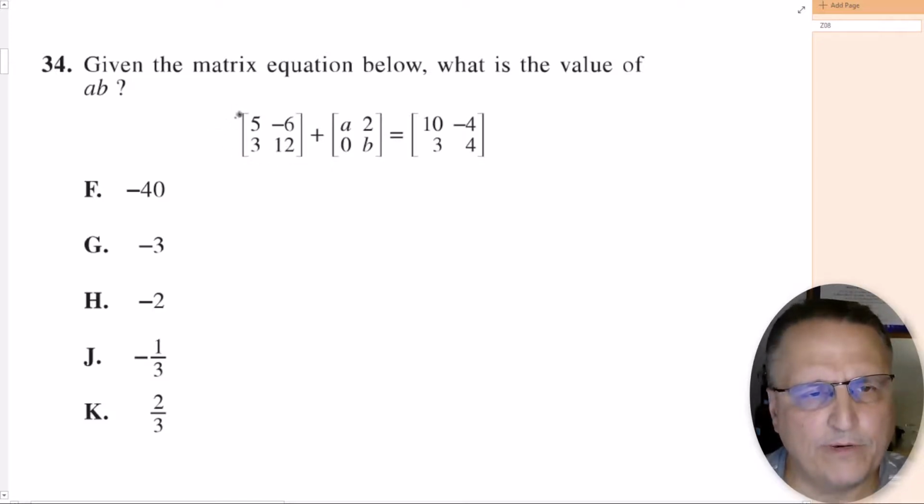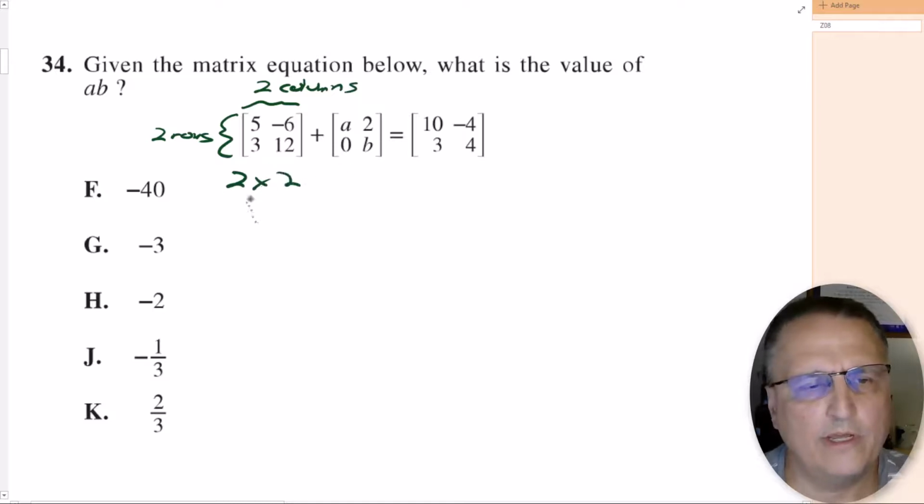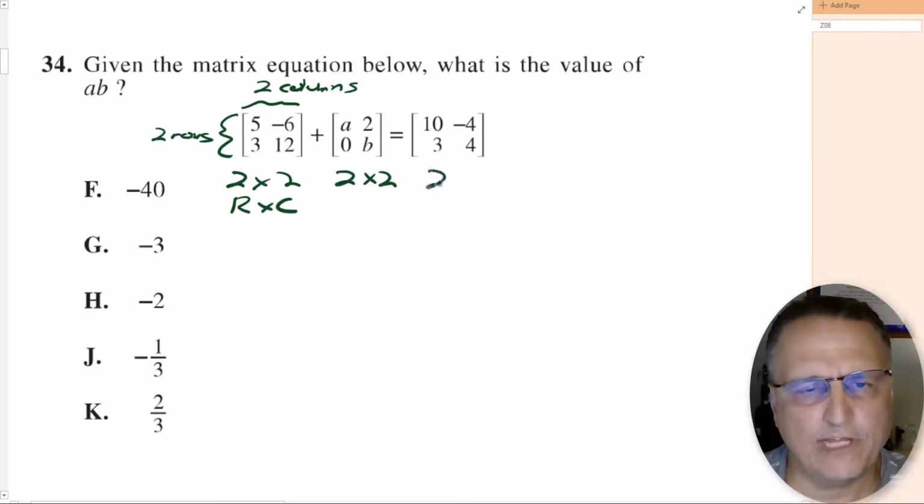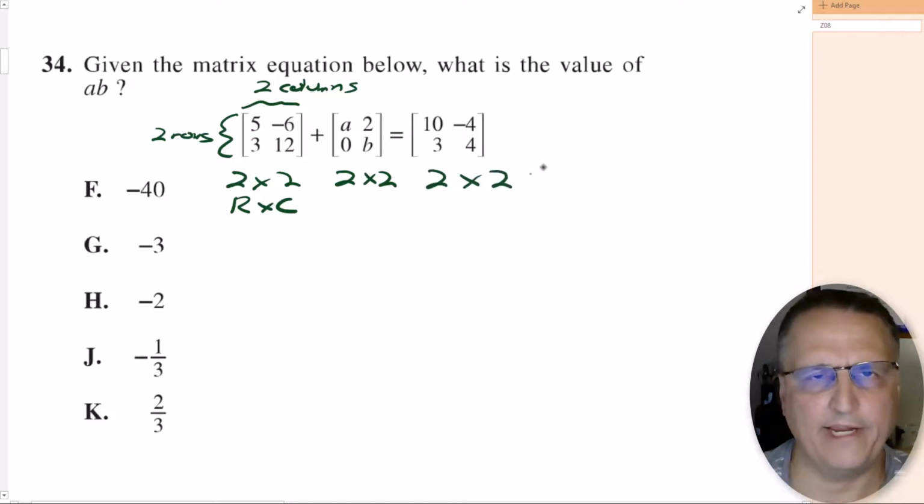This first matrix that I'm looking at, as you can see, has 2 rows and 2 columns of numbers, and so we call this a 2 by 2 matrix. That's because we use the number of rows by the number of columns. That means that this matrix is also 2 by 2, and so is this one on the other side of the equal sign, 2 by 2.